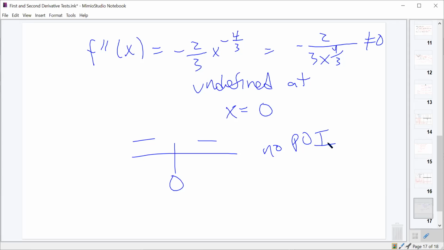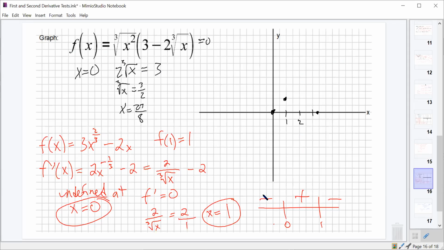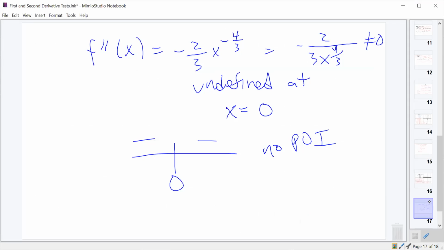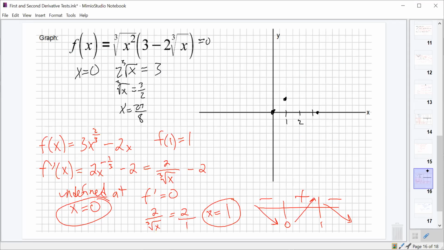And we should have been clued in that there wasn't going to be a point of inflection at 0, because we already knew that we had a local minimum at 0, right? And if you have a local max or a local min somewhere, you can't also have a point of inflection at that same x value. So we've got enough information now to graph this. We know it's always concave down. And we know that we've got a function that decreases, then increases, then decreases, but has to stay concave down.